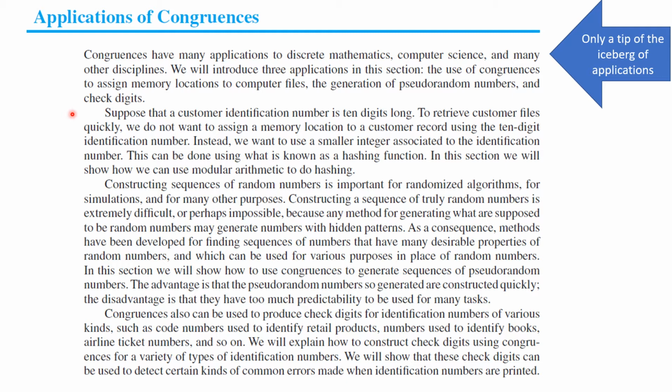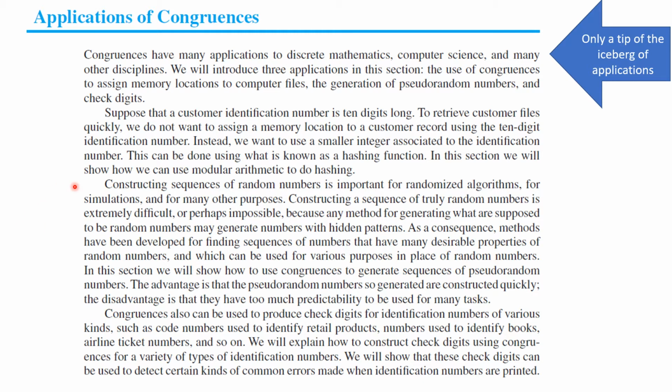Okay, so let's begin. Suppose the customer identification number is 10 digits long. To retrieve customer files quickly, we do not want to assign a memory location to a customer record using a 10-digit identification number. Instead, we want to use a smaller integer associated with this identification number. This can be done using what is known as a hashing function. In this section, we will show how to use modular arithmetic to do hashing.